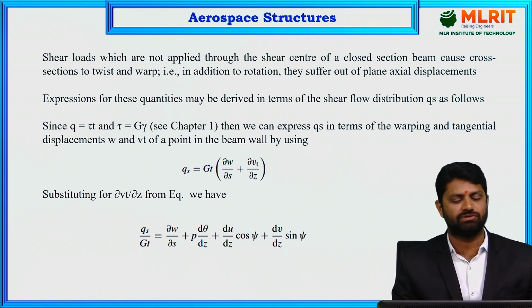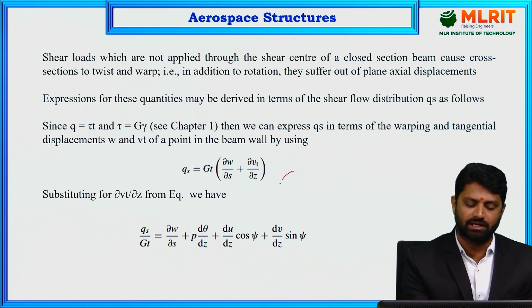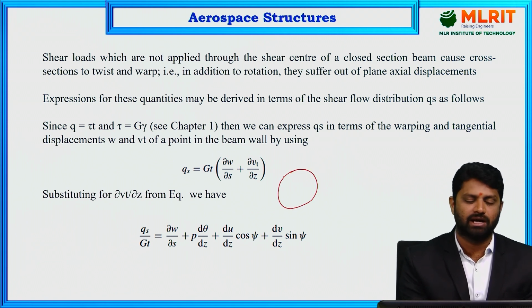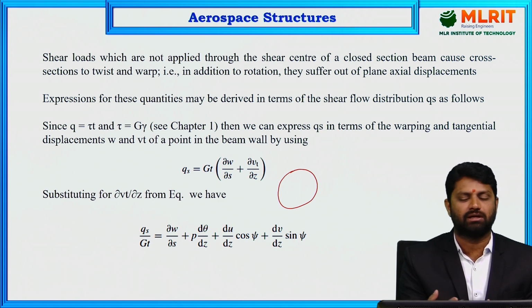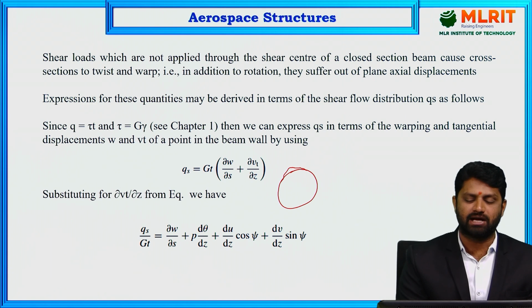So the shear loads which are not applied through the shear center of a closed section beam cause the cross sections of the beam to twist and warp, and in addition to rotation, they suffer out of plane displacements also. For example, if you have an arbitrary cross section like this, and the shear loads are not applied through the shear center, they are going to affect the beam and you will get bumps like this, that is, they suffer rotations and out of plane axial displacements.